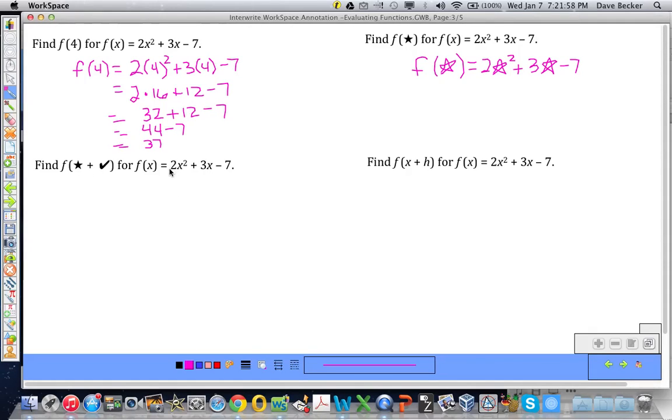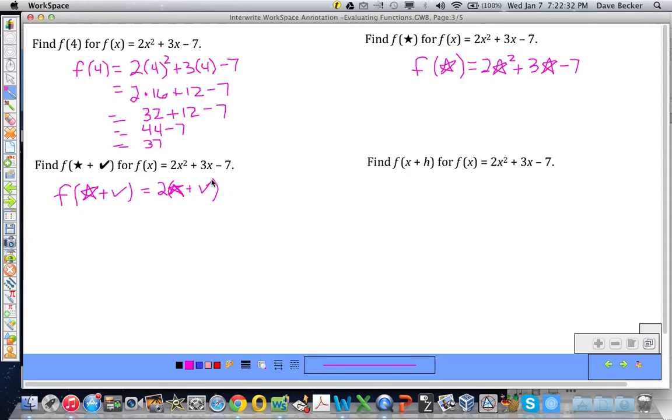The 2 does not go away. The squared does not go away. The 3 does not go away. The minus 7 doesn't go away. The only thing that goes away is the x, or the x's, and they're replaced by star plus check mark. So f of star plus check mark is going to be equal to 2. It doesn't go away. What goes away? The x. And since, oops, I was doing so good with my stars, star plus check mark.